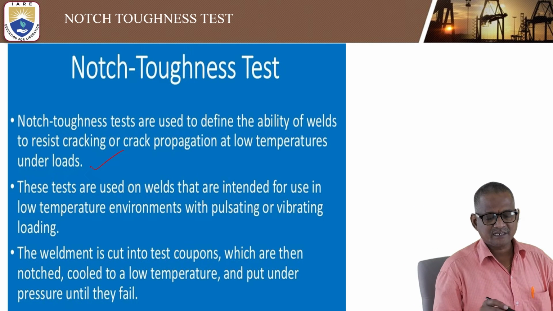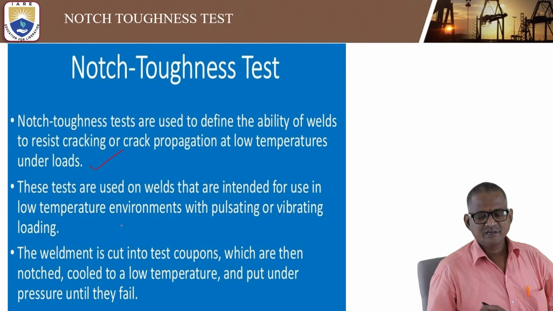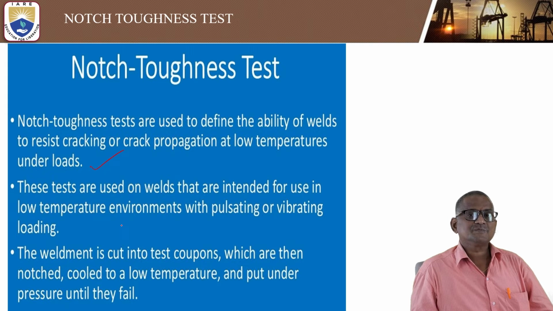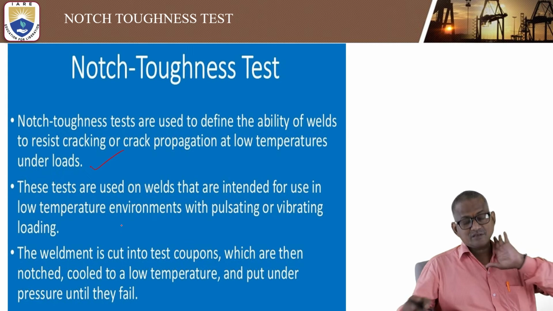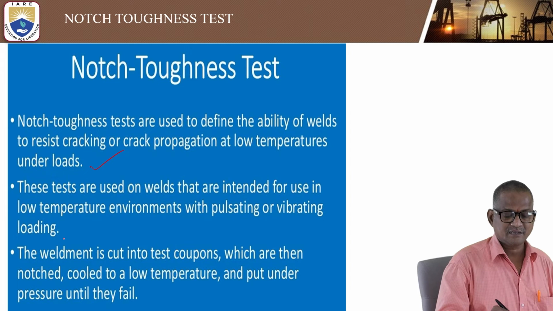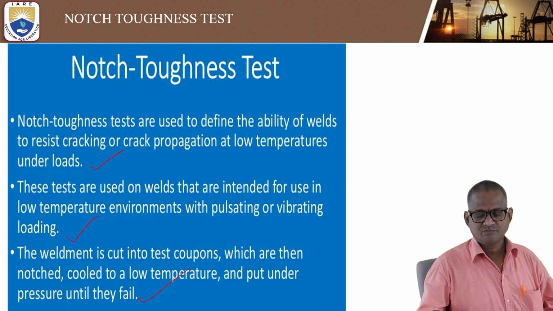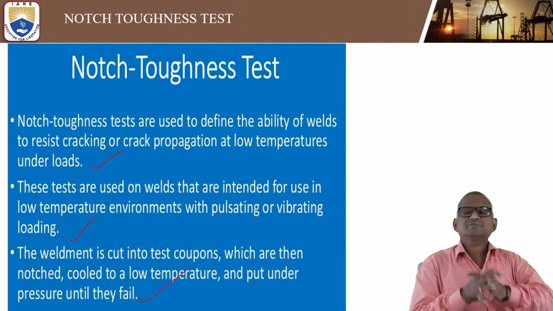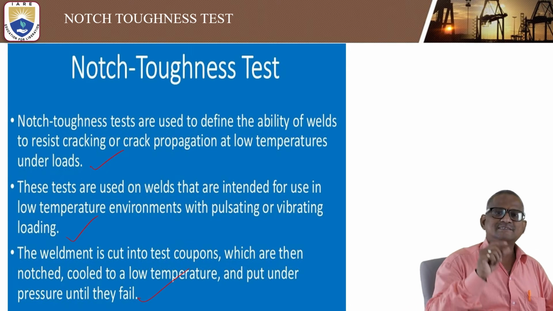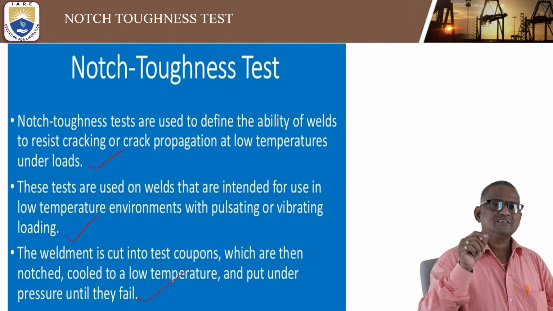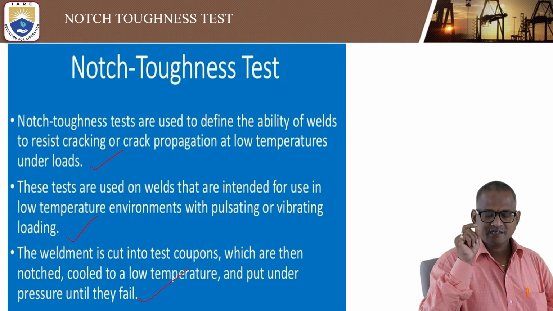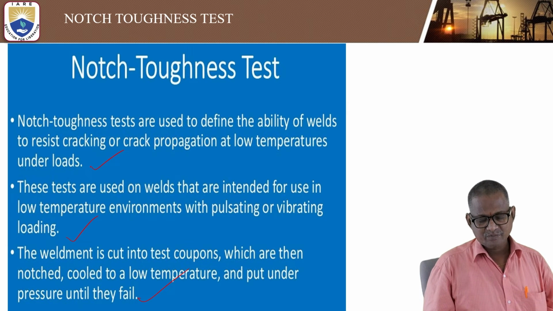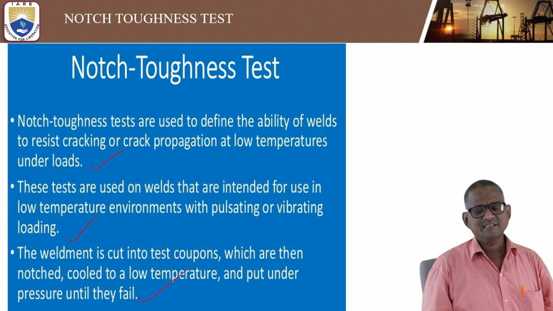And the second point is that the test is used for welds that are intended for use in low temperature environments with pulsating or vibrating loading. Okay, and this is another important point. And the third most important point is the weldment is cut into test specimens, which are then notched, cooled to a low temperature, and put under pressure until they fail.